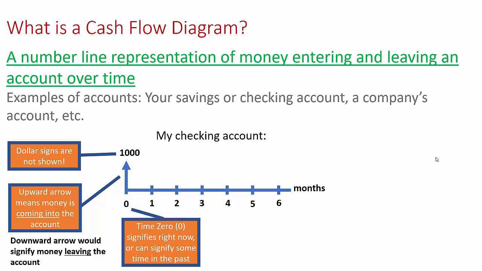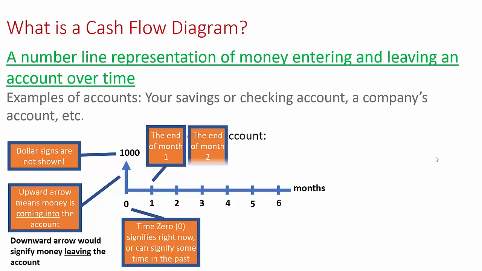Time 0 signifies right now, or it can signify the point in time when I opened the account. It could signify the time when I started keeping track of when I was putting money into the account. It signifies some time right now. It can also signify some time in the past. The 1 signifies the end of month 1, the 2 signifies the end of month 2, the 3 signifies the end of month 3, etc.